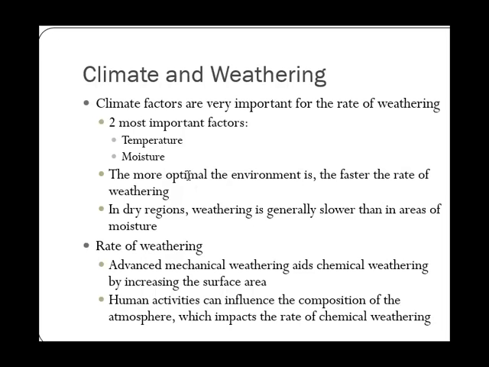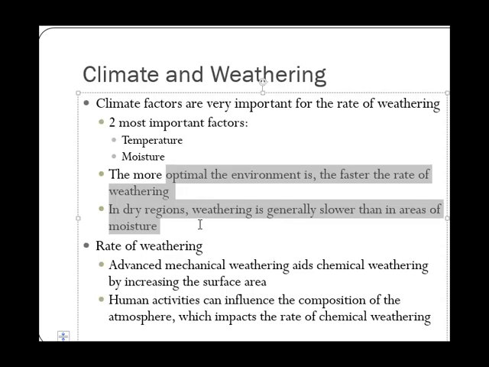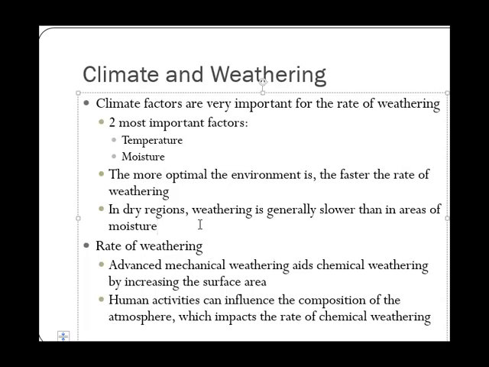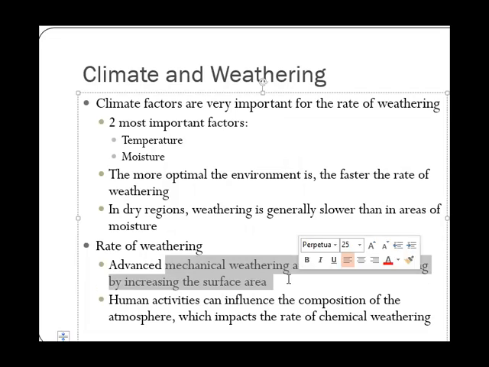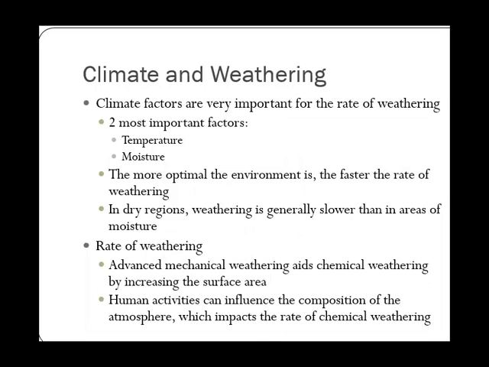So the more optimal the environment, the faster the rate of the growth. And in dry regions, weathering is slower than in areas of moisture because water takes things away, water breaks things down, water does all sorts of transfers of materials. Okay, so advanced mechanical weathering aids chemical weathering by increasing surface area, which means if you have more physical weathering, which means the rock breaks apart, well then more of the rock is exposed to the chemical elements. So one type of weathering actually helps the other types of weathering.